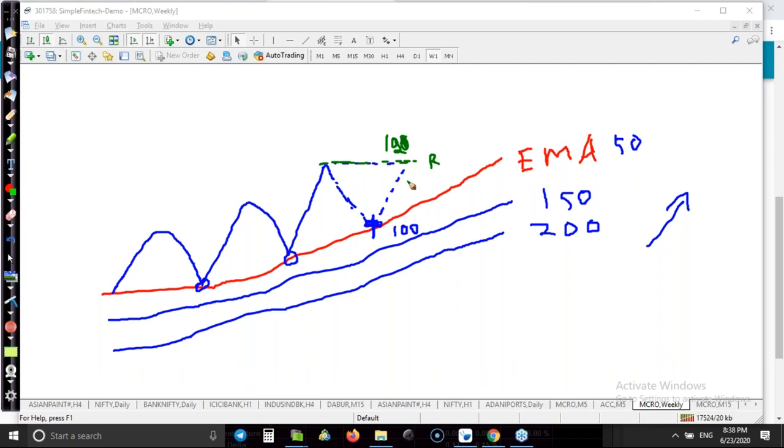So in that case, what we are doing, we'll buy this strike price. Which strike price? This is 100, and it may be at the money or slightly in the money. So let's see, strike price is 100. All right, now what we'll do? We'll buy at the money call option.